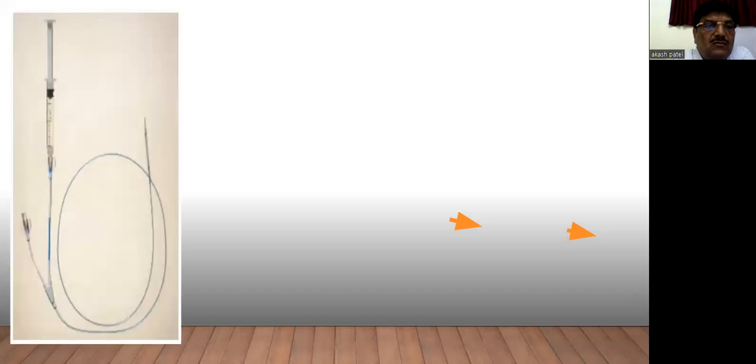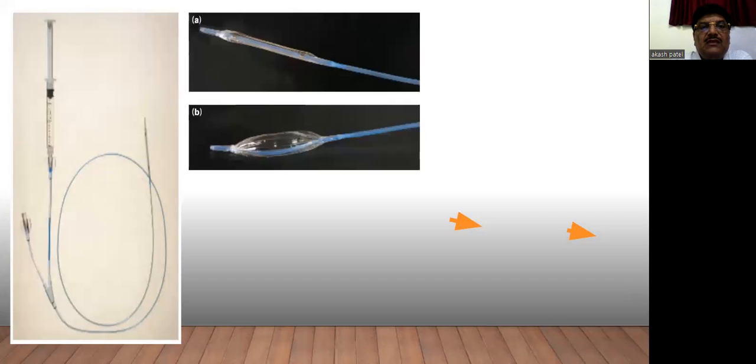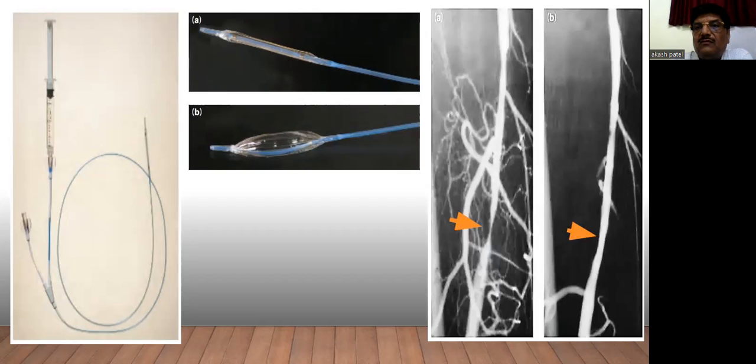This looks like an angioplasty catheter. It's a long balloon, and with it you inflate the catheter for a balloon. In picture A, it is uninflated, and in picture B, there is an inflated balloon. So you can see the effect of angioplasty.